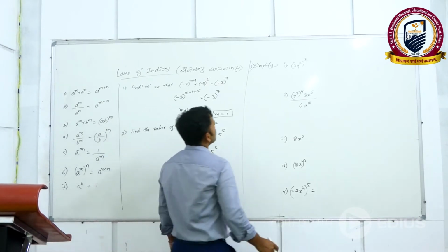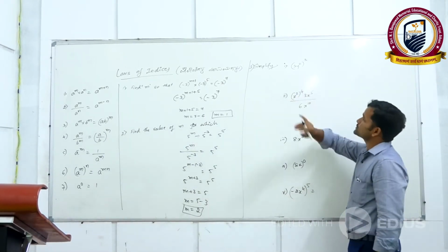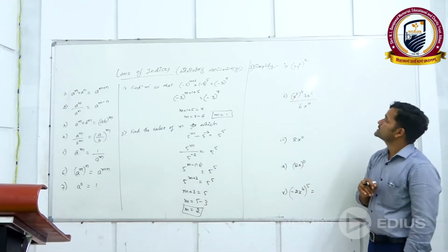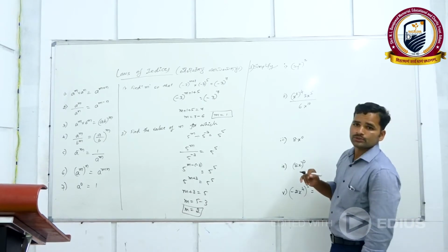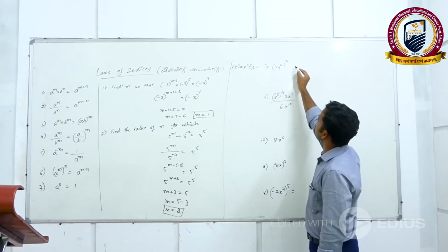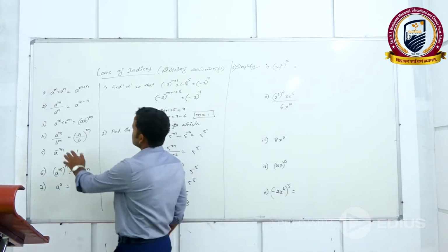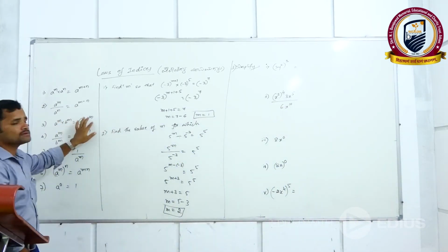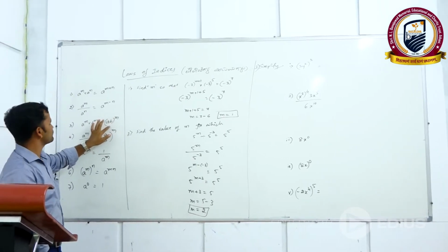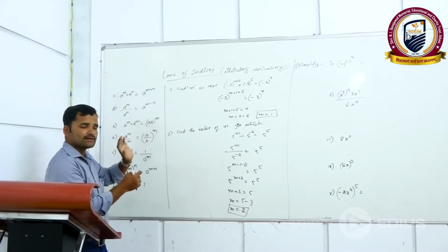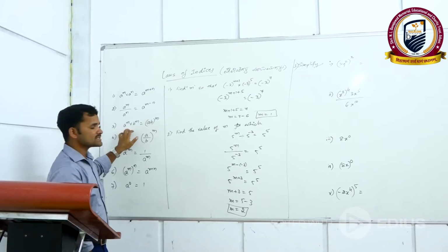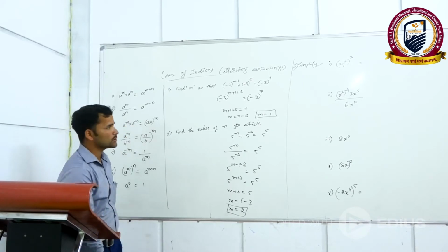Now solving this problem is to simplify this. 3y square whole to the power of 3. You see, it is like the RHS in the third law, ab whole to the power of m. Using this law in reverse, this can be written as a to the power m into b to the power of m.